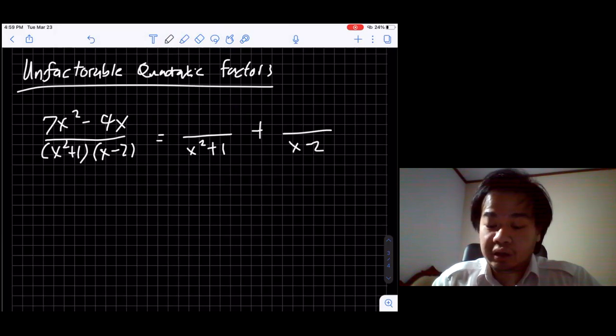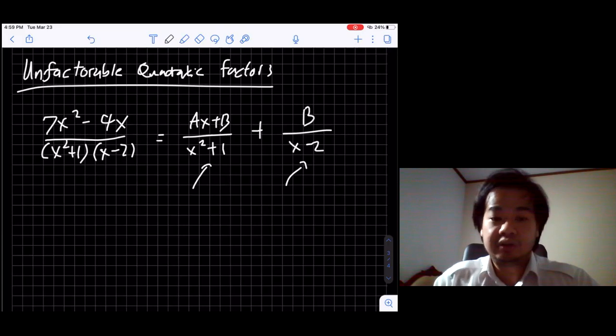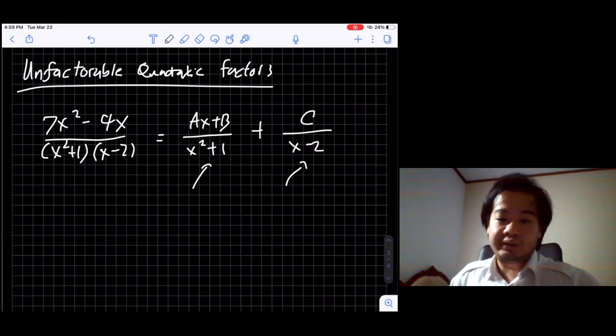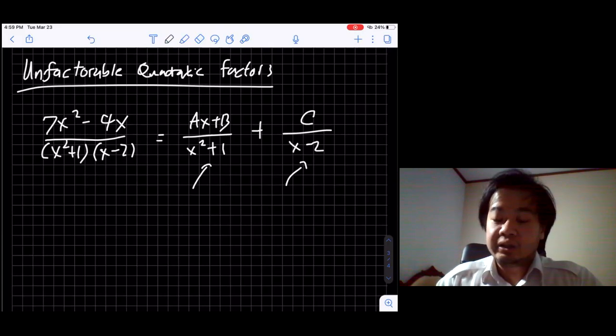So in this first fraction, the degree of the denominator is second degree, right? So you need to put ax plus b, so the degree is 1 less. And this is x minus 2, the first degree, so what you need to put here is just a constant, a 0-degree polynomial. Instead of b, let's use another letter, c. The next step is the same.